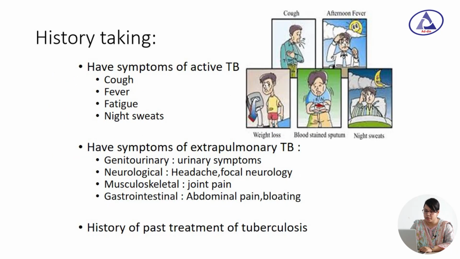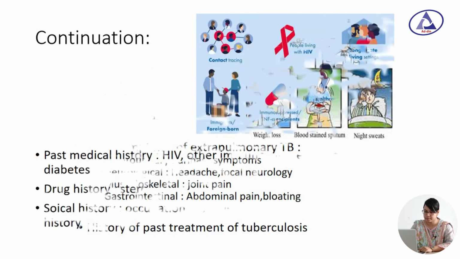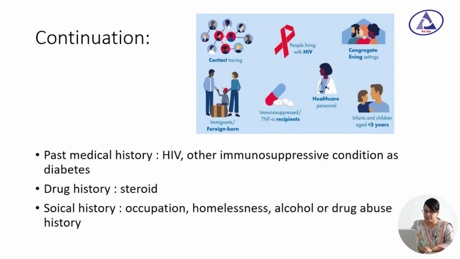History taking. We have to look for symptoms of active TB, which are cough, fever, fatigue, night sweats. We have to look for the symptoms of extrapulmonary TB, which are genitourinary symptoms, neurological symptoms, musculoskeletal symptoms, and some gastrointestinal symptoms. History of past treatment of tuberculosis. Past medical history like HIV or other immunosuppressive conditions such as diabetes mellitus. Drug history such as steroid. Social history: occupation, homelessness, alcohol or drug abuse history.